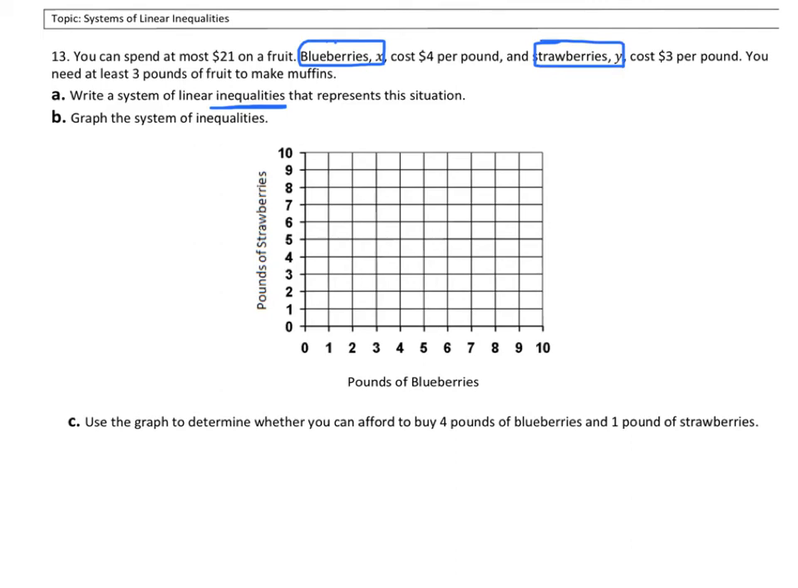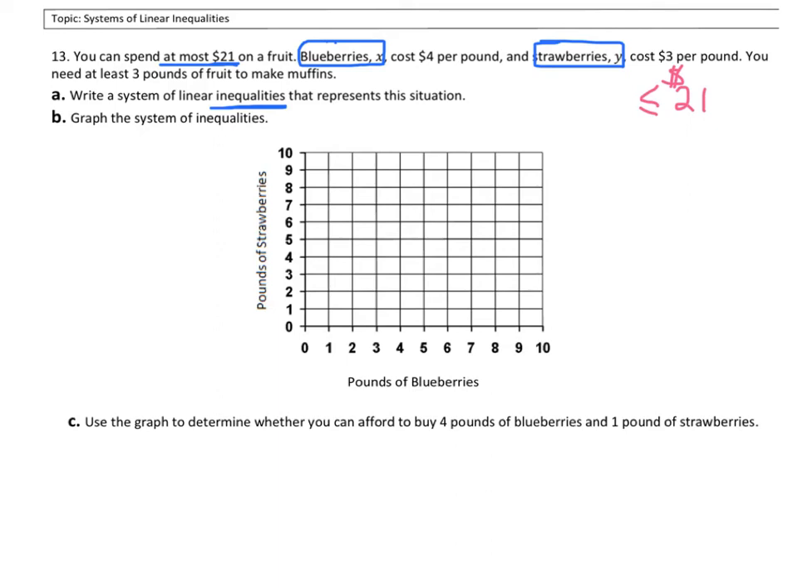Now, I'm going to look for my key words that tell me inequality words. And so as I'm reading through, I see one key that says at most $21. At most $21. Okay, I know that at most means that's the most I can have, so my inequality would be less than or equal to 21. Okay, now since I'm bringing dollars into the right-hand side, I need to bring dollars into the left-hand side. So blueberries are x, it's the number of blueberries that we have, or the number of pounds, I'm sorry, and strawberries are y.